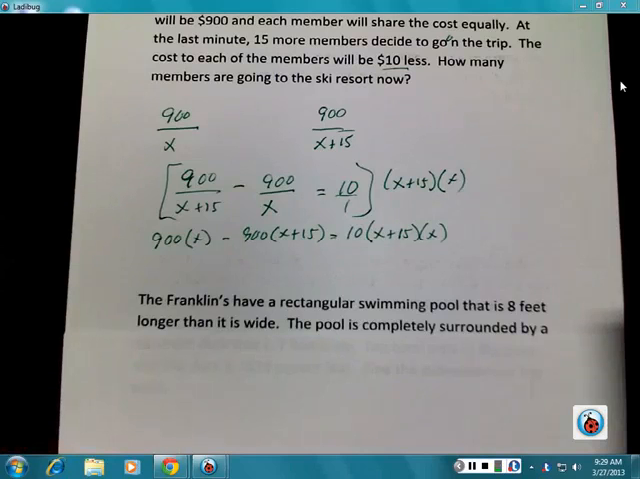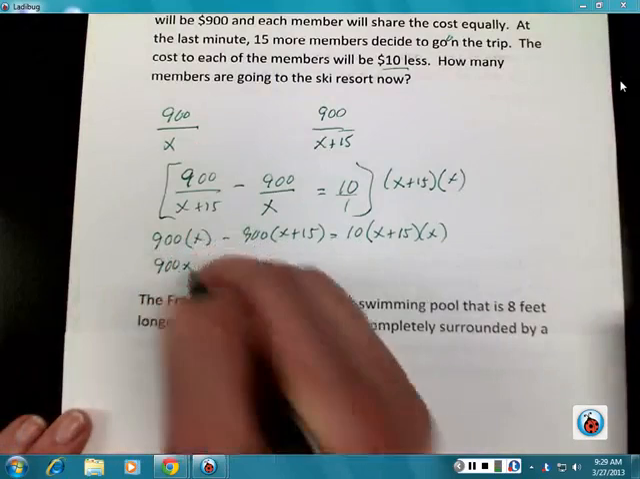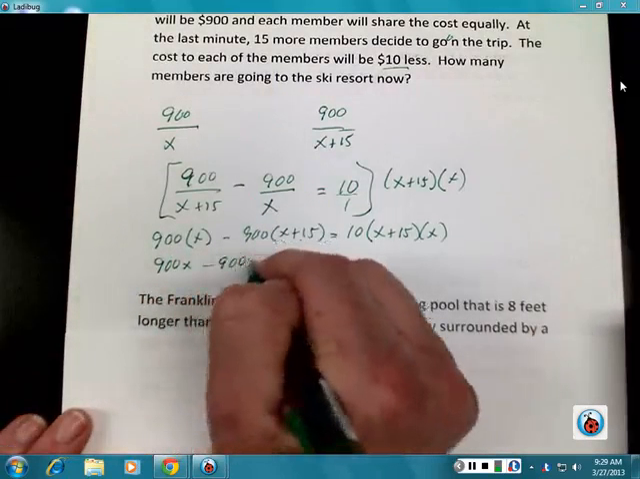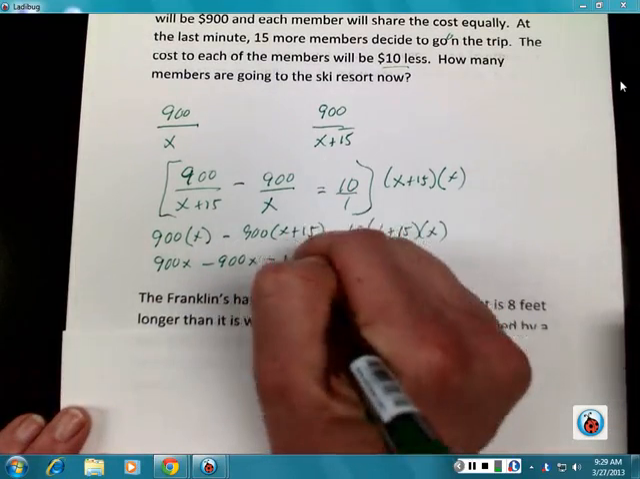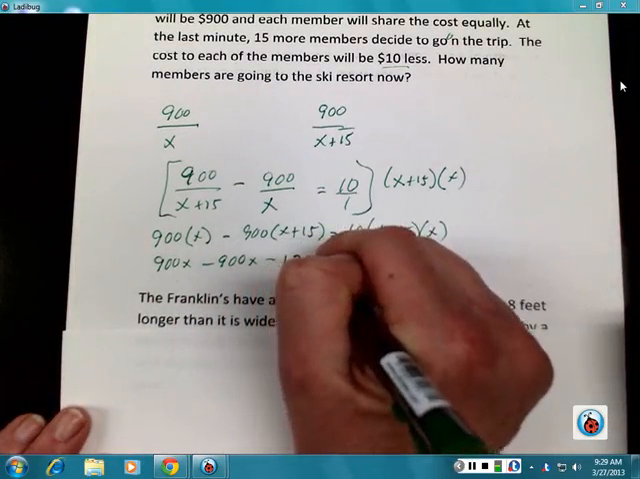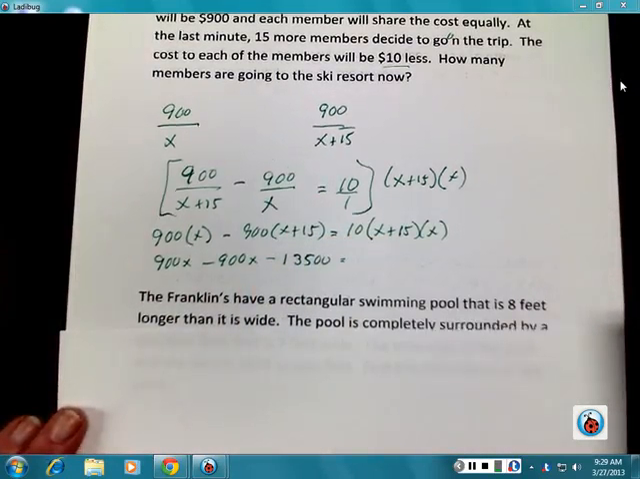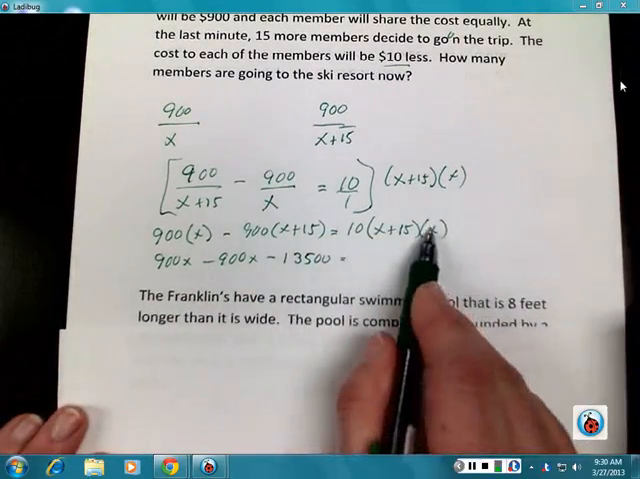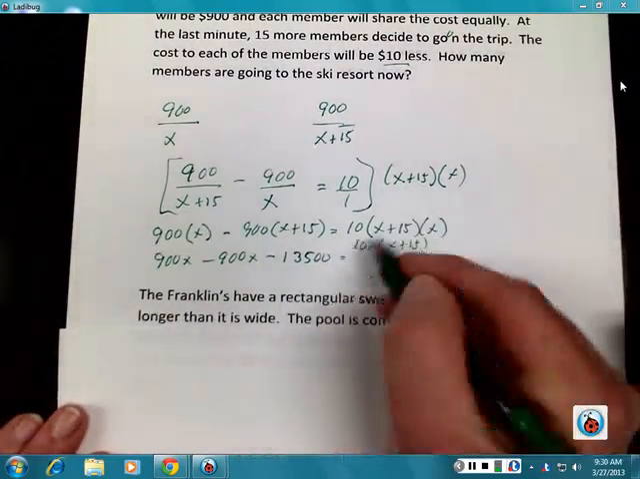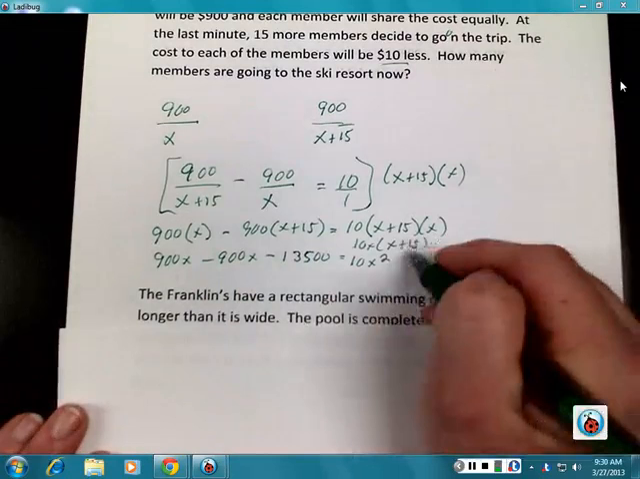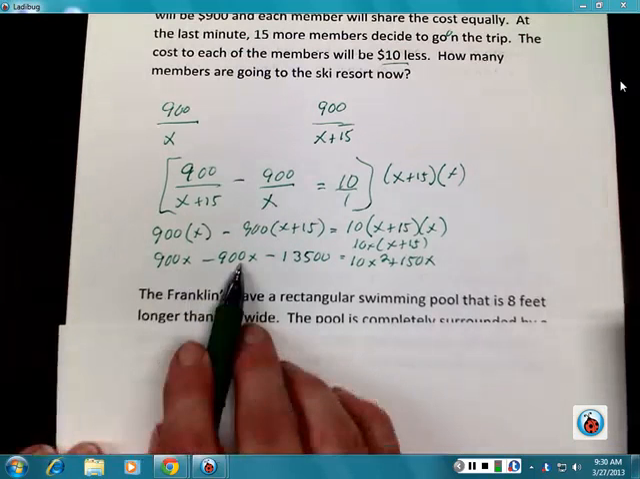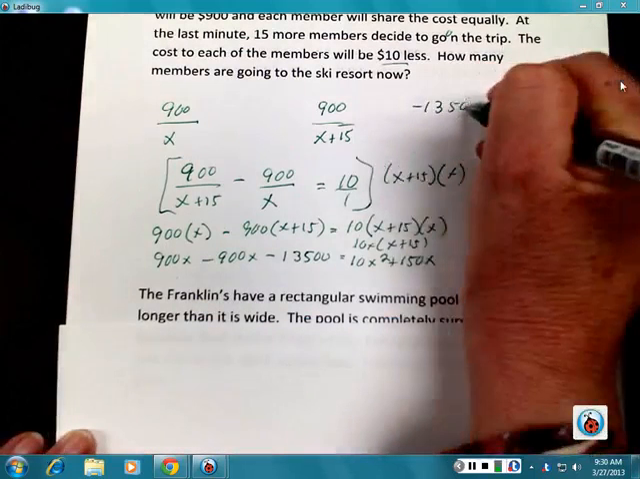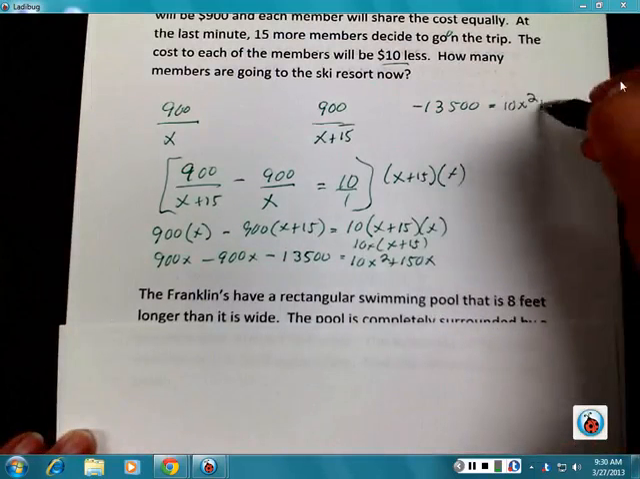And then I do my multiplications. 900 times X is 900X. 900 times X is a negative 900X. Negative 900 times 15. Oh, that's a good old calculator issue. 900 times 15 gives me a negative 13,500. The numbers get big in here. The second piece, 10 times X is 10X times X plus 15. 10 times X is 10X squared. 10X times 15 is a plus 150X. Put these together, 900X minus 900X is long gone. Minus 13,500 is equal to 10X squared plus 150X.